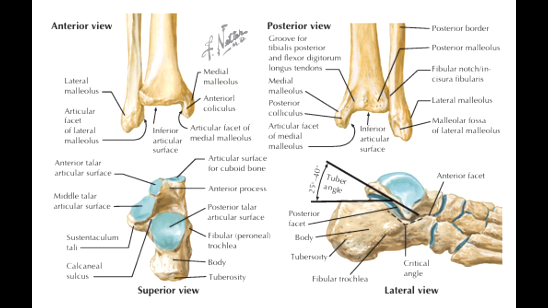From the superior view, the talus becomes the central focus. Here, you can appreciate the trochlear surface of the talus, which is covered in cartilage and articulates with the tibia. Notice the sustentaculum tali, projecting medially from the calcaneus. This structure acts as a shelf, supporting the talus above and serving as a pulley for the flexor hallucis longus tendon. The superior view also highlights the fibular or peroneal trochlea on the lateral side of the calcaneus, guiding the peroneal tendons as they descend.